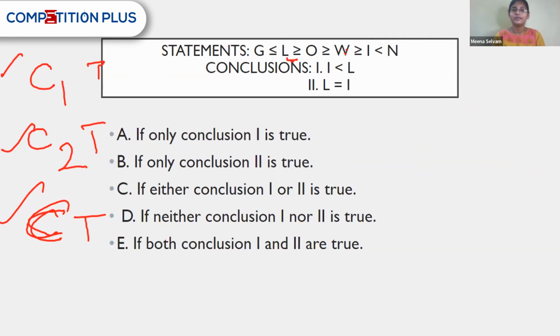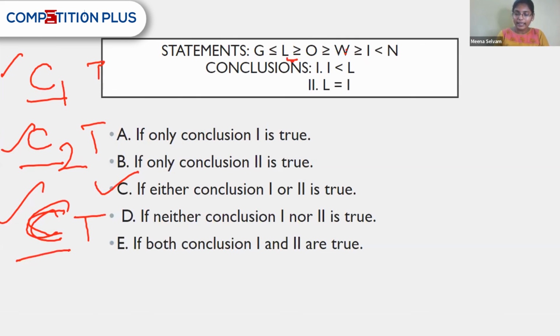Come on. Which option is the best? It is option C. You may say, ma'am, how come? Conclusion 1 is true, conclusion 2 is true, and the combined conclusion is also true. So it means both conclusion 1 and 2 are true, right? Why do you choose option C?